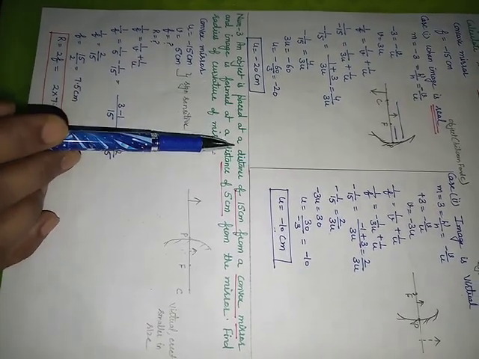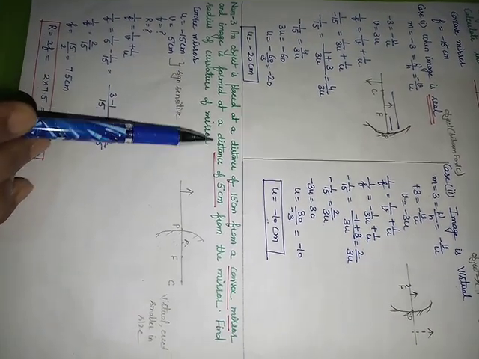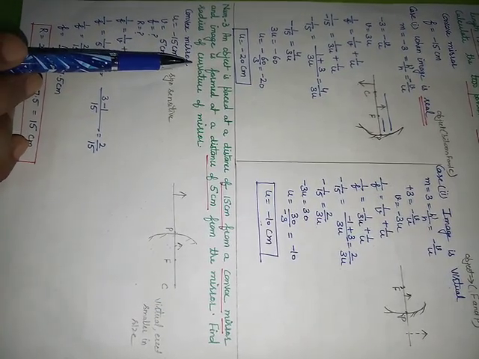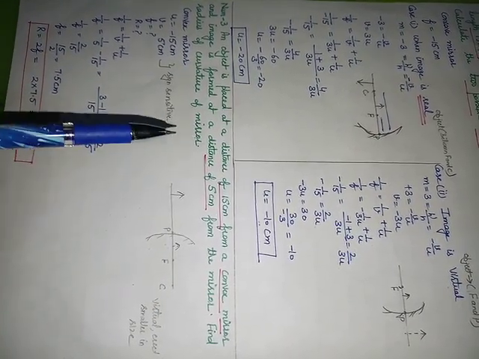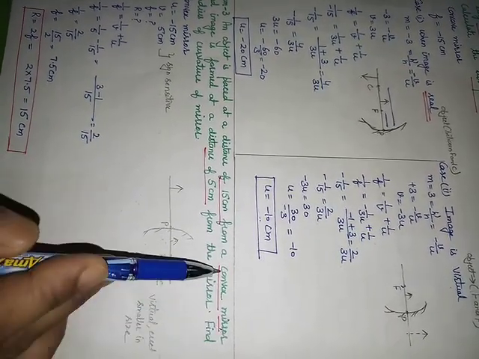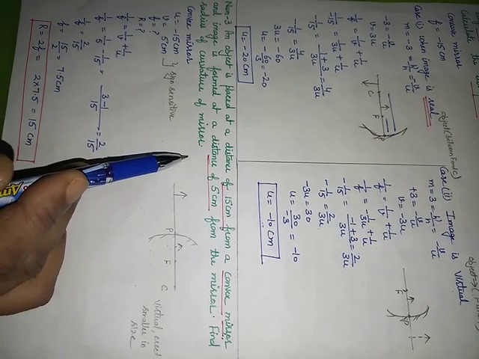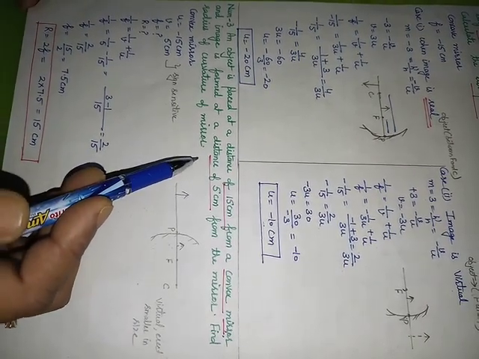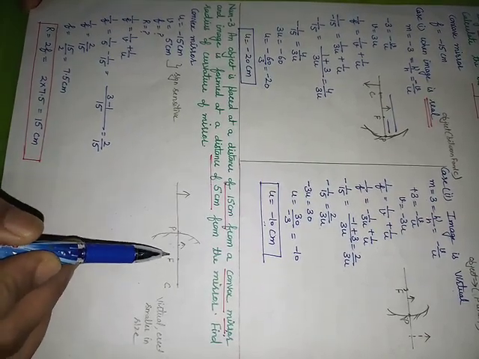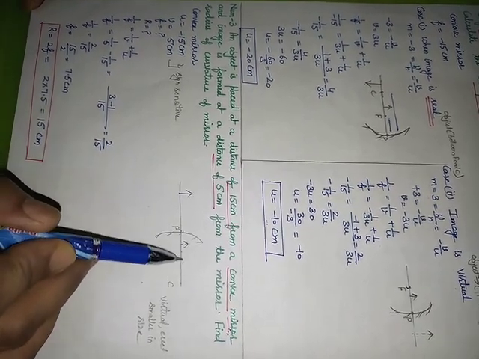An object is placed at a distance of 15 cm from a convex mirror and image is formed at a distance of 5 cm from the mirror. Find radius of curvature of mirror. It means we have to find value of r. Mirror given to us is convex mirror. So if mirror is convex, focal length of mirror will be with positive sign. Object distance will be with negative sign. Image distance will be with positive sign. Because in case of convex mirror, object is kept here, image formation is always towards other side.